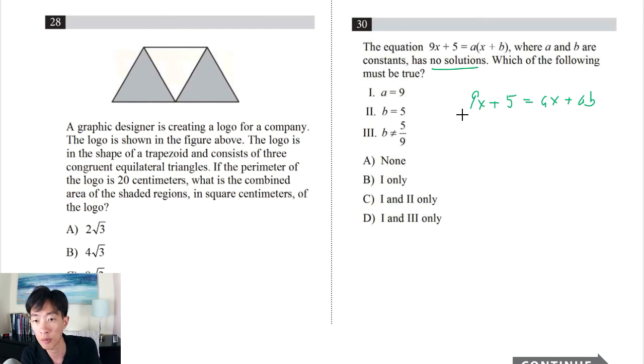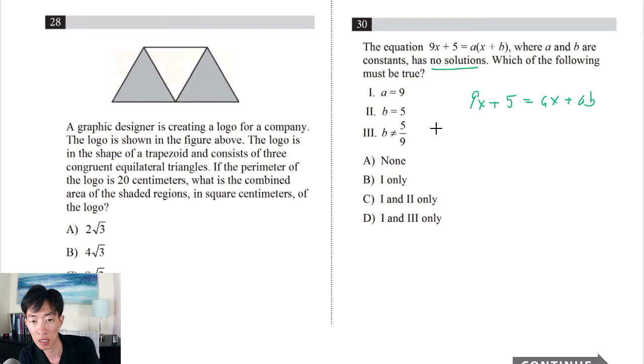Like we said before, the easiest way to tell if a problem has no solutions or infinite solutions is if you can eliminate the x terms, and then you're going to be left with either something that's always true, such as 5 equals 5, that would show that it has infinite solutions, or if you're left with a contradiction, such as 5 equals 10, then that's going to prove that no matter what values you plug in for x, the statement is still not going to be true. So let's go through each choice and see what happens.